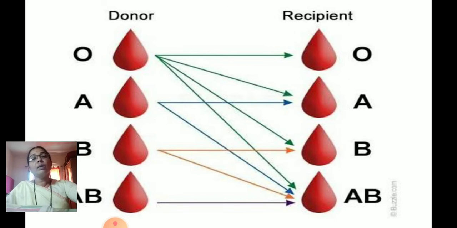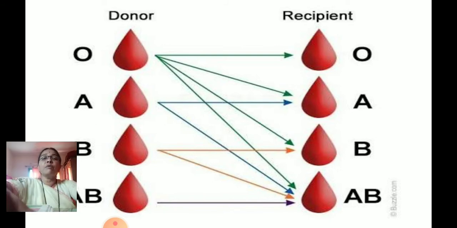But blood group A people cannot donate the blood to everybody. They can donate only to A or AB. So the person who is blood group A can receive the blood from blood group A, or the person who is blood group AB will receive the blood from the donor A. Same way for B and same way for AB.